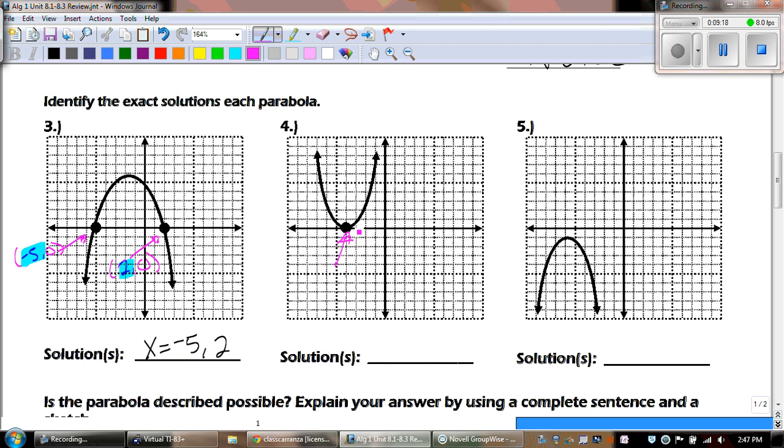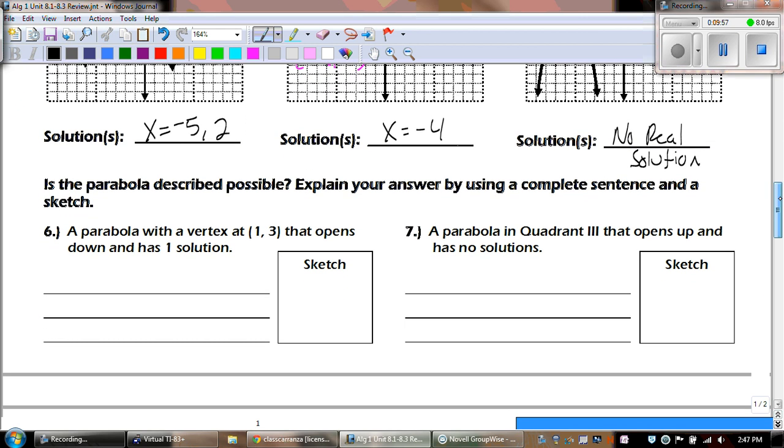What do you think it is for number 4? Tell me, what does x equal? Well, x equals -4 because that's the point (-4, 0). Okay, and the last one? Where does it cross the x-axis? Well, it doesn't, so we wouldn't say none because we want to know the solution. So the answer is no real solution. If you guys move on to advanced algebra, you'll learn what the answer is there. Or advanced algebra 2.